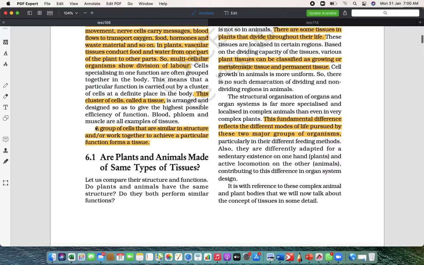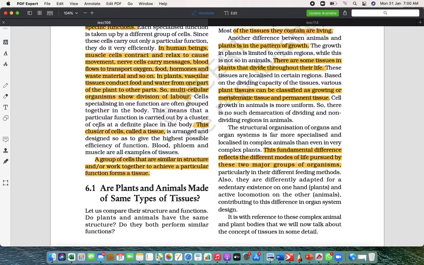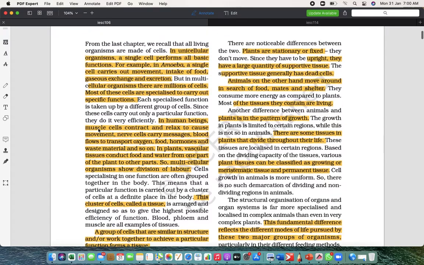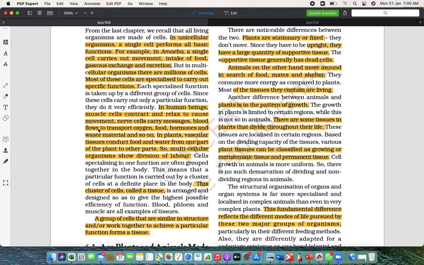So here is the definition: a group of cells that are similar in structure and work together to achieve a particular function is called a tissue. Remember this, it can be asked as a definition. Now, are plant and animal cells different? Definitely. Plants are fixed, stationary, they cannot move. So, definitely, they have supportive tissue. There are certain tissues which are dead. Animals can move from one place to another for food, shelter, and mates. So, definitely, their tissues are different.